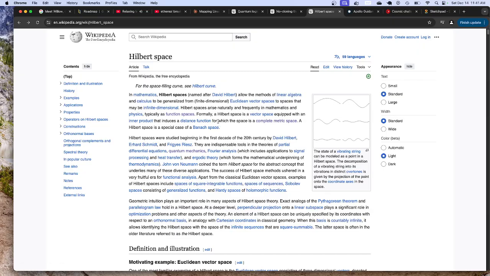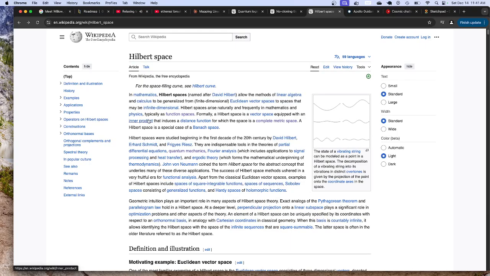Includes a distance function for which the space. A Hilbert space is a vector space equipped with an inner product. Then I think I don't understand. What does it mean to have the inner product in a vector space that includes a distance function?